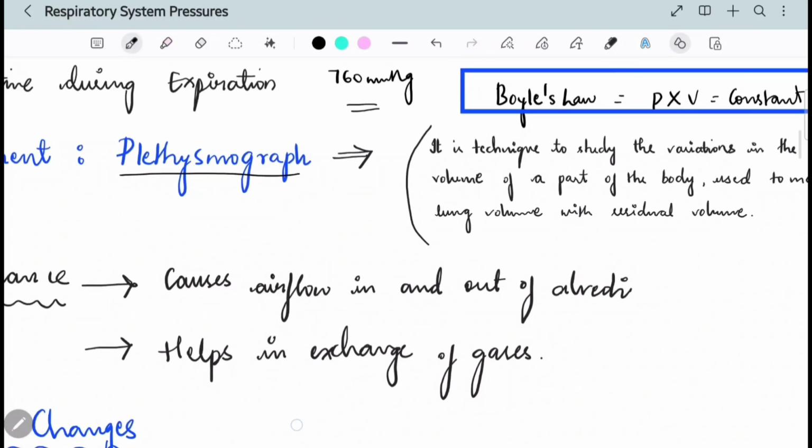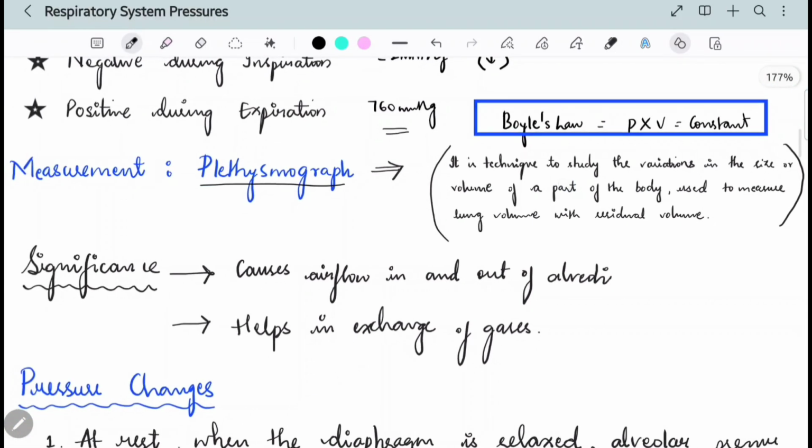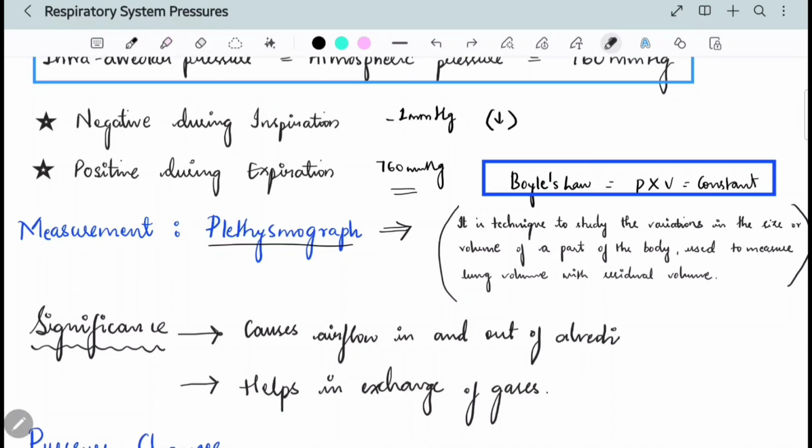Okay, let's move on. Why are we actually studying this pressure in the first place? So what is the first significance? Intra-alveolar pressure causes flow of air in and out of the alveoli. During inspiration, the pressure becomes negative. During expiration, it becomes positive. Intra-alveolar pressure also helps in exchange of gases between the alveolar air and the blood. Because of this pressure, the exchange takes place.